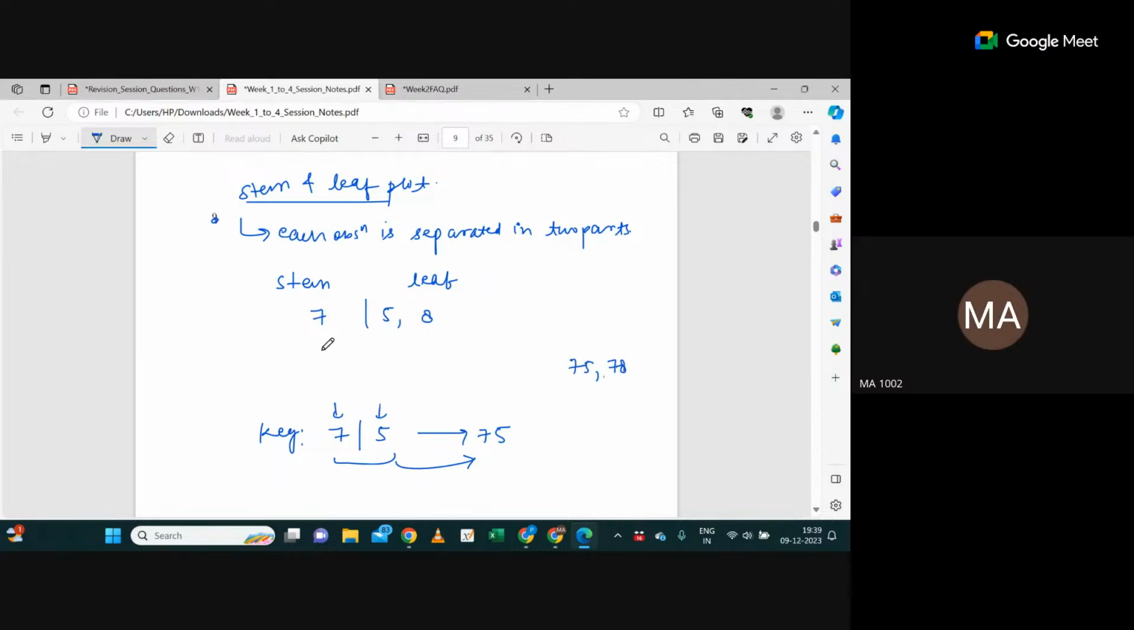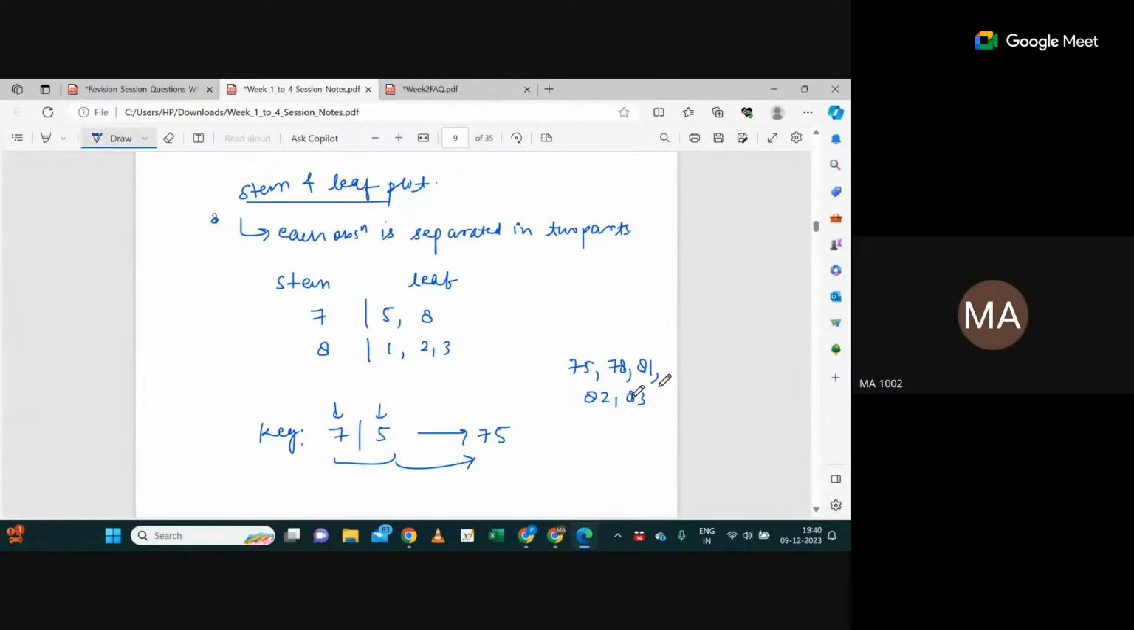Suppose again I have written something like 1, 2, 3. That means in this plot I have 75, 78, then 81, 82, 83. Are you getting it? In a stem and leaf plot you will always get the data set in ascending order. Is this clear? Are you getting some sort of idea?